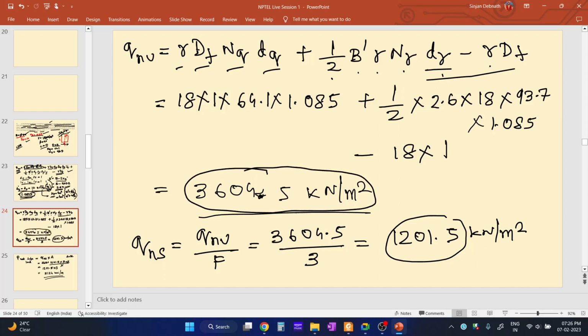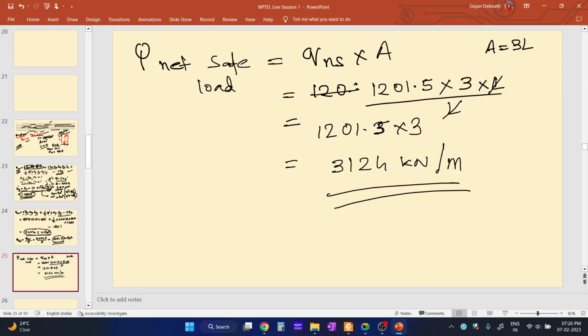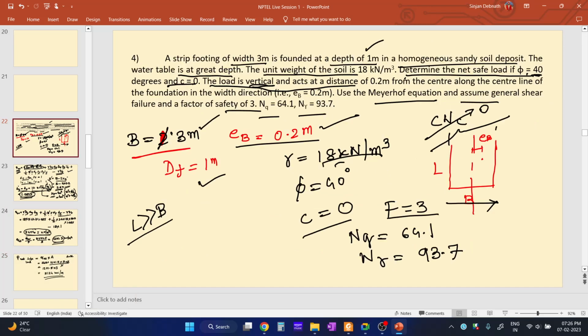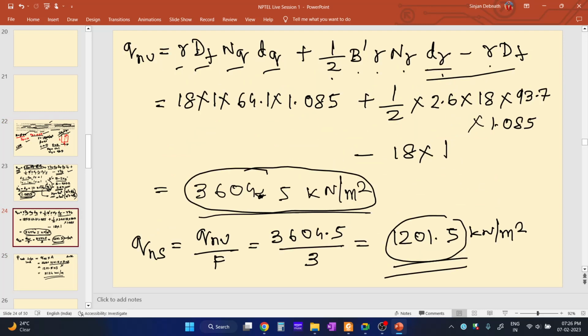And if you divide the net ultimate bearing capacity by the factor of safety, you will get the net safe bearing capacity. This one is the net safe bearing capacity. And in this question, the question is asking for net safe load. How much safe load should we apply? So we know the value of net safe bearing capacity, that is 1.01.5 kilonewton per meter square.